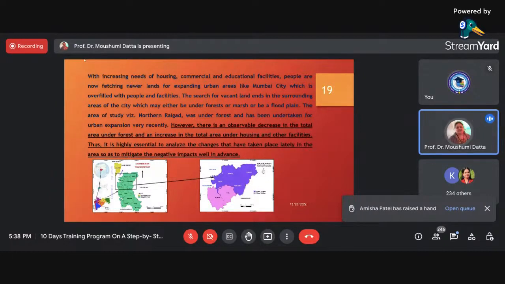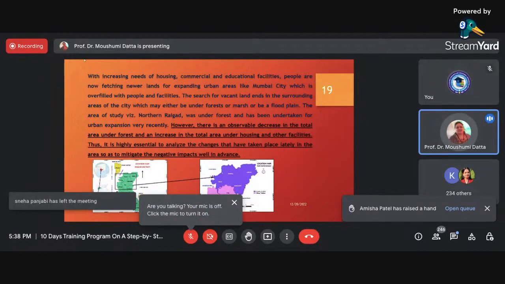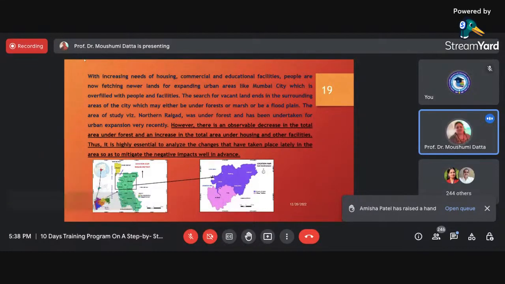Raigad was actually under a forest. Today all this forest has been cleared and converted into houses, shops and educational facilities. This is a problem. Yes or no, my friends? This can be a problem. Yes, ma'am. So I can research what was the total area of land under forest in Raigad, and what is the area under forest now.